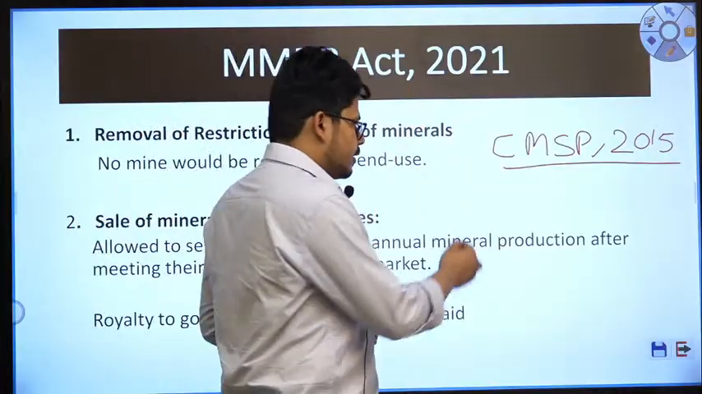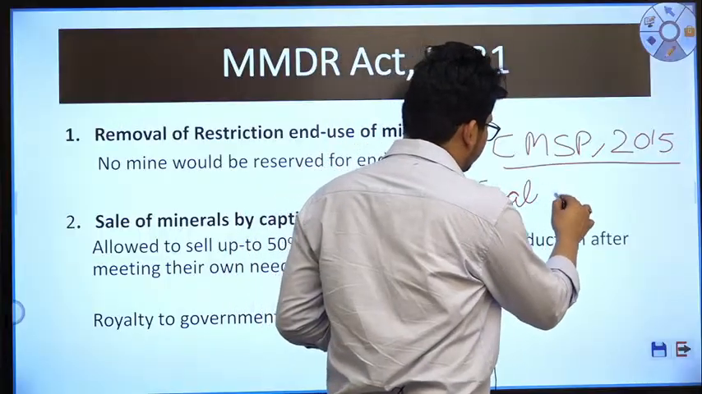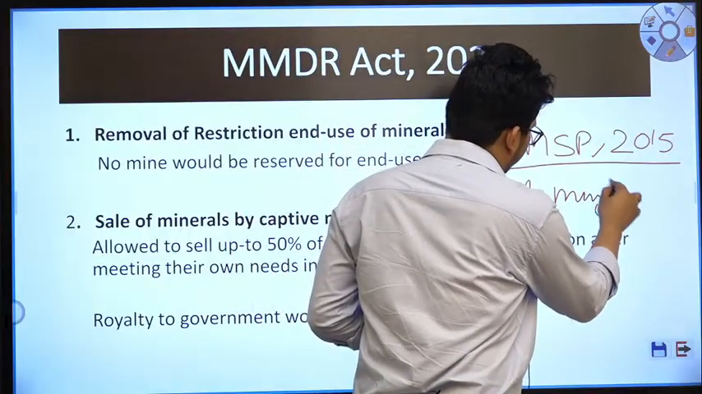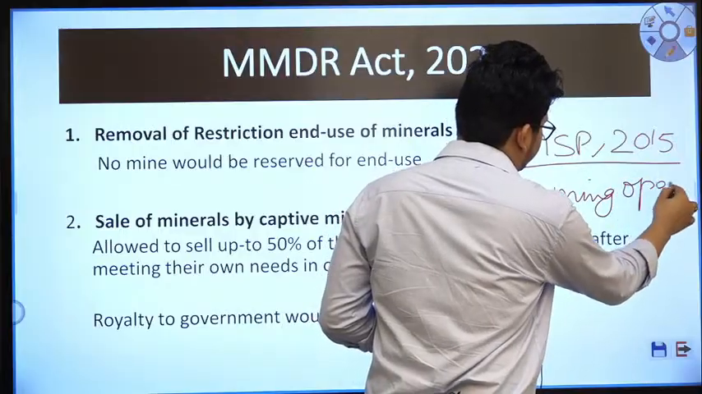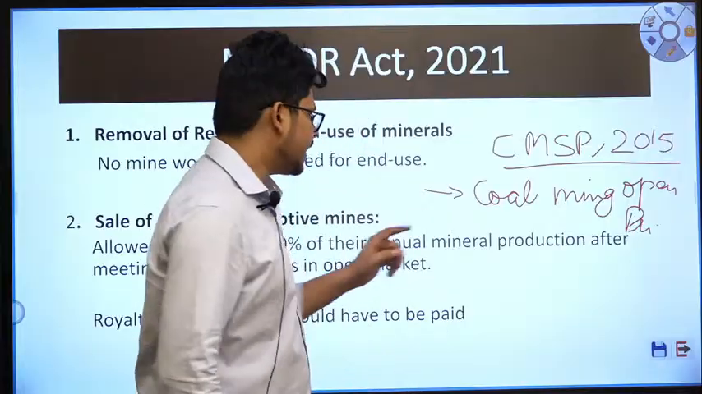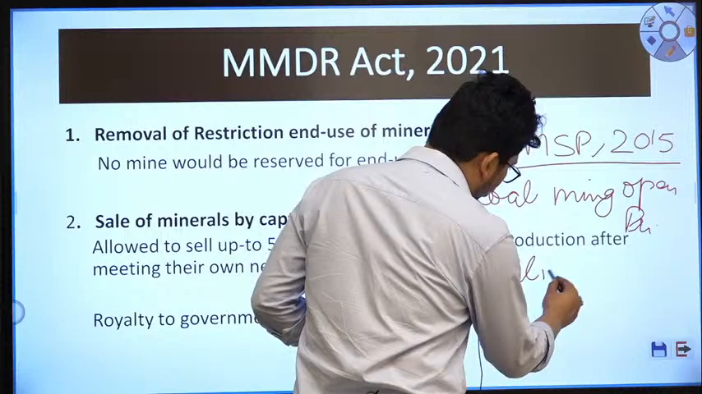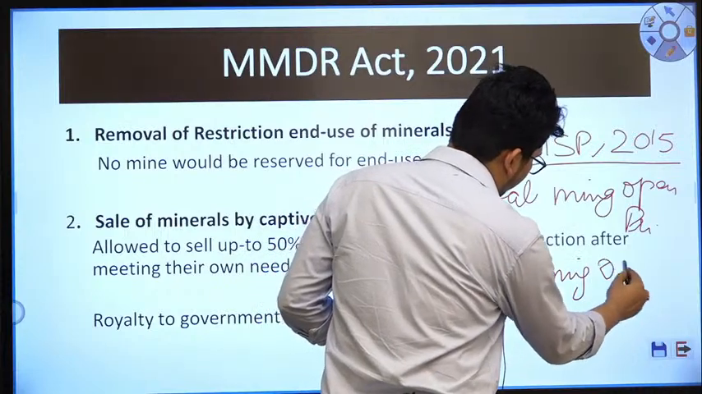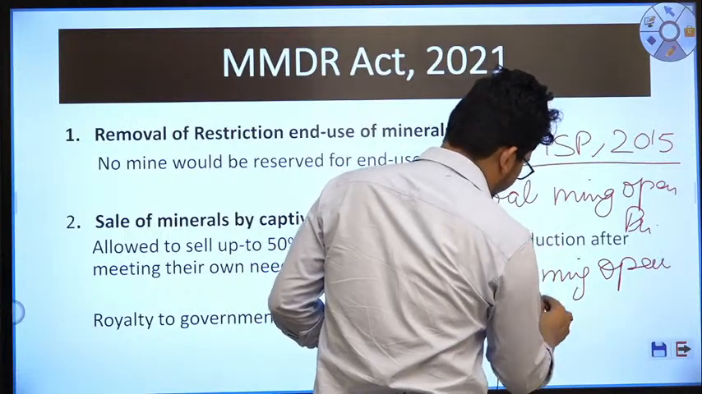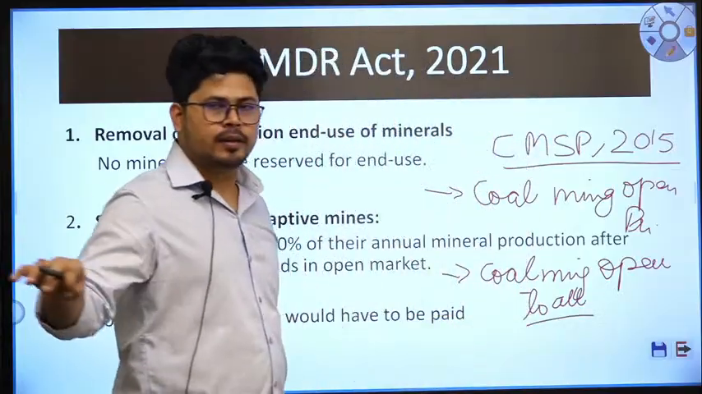ठीक है, यहाँ पे क्या हुआ? The coal mining was open to private sector. This was the first thing. The second thing was coal mining was open to all. Open to all का meaning क्या है?